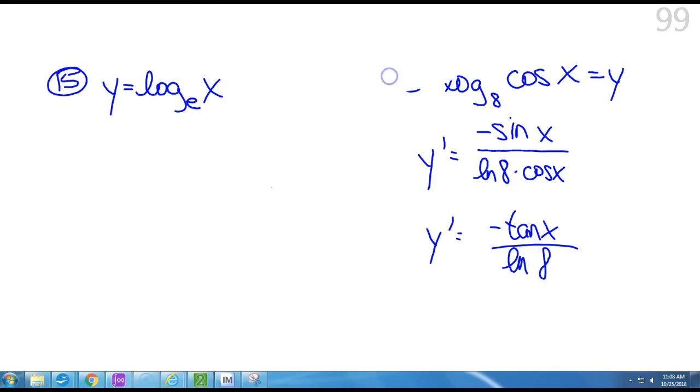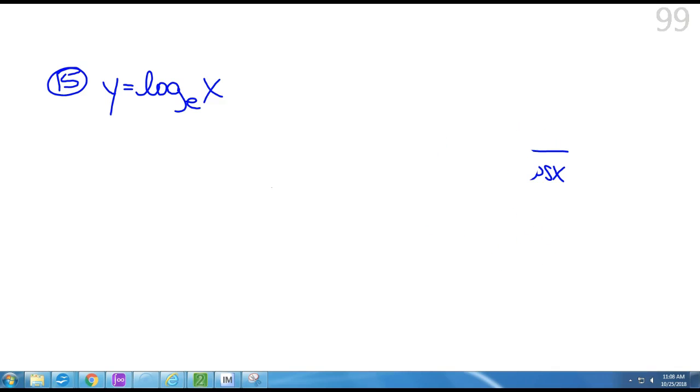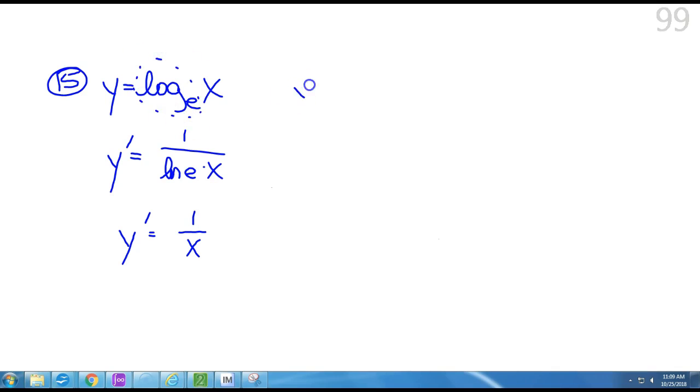Log base e of x. So it'd be 1 over what? Ln of e times x, and then times the derivative of the x, which is just 1, right? So when you just have this, well, what's ln of e? 1. So don't you just have 1 over x? The reason is, what is log base e? It's ln.